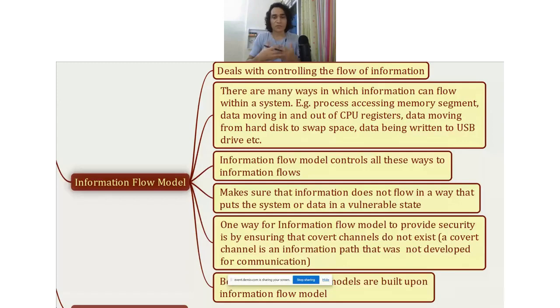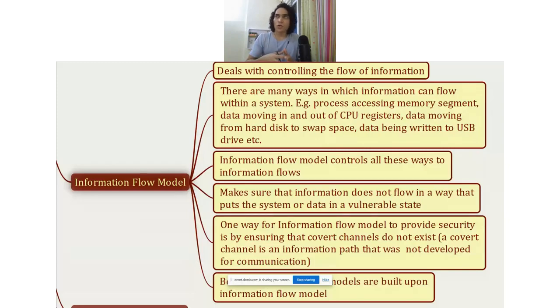When I say information flow, or controlling the flow of information, it means that there are various ways in which information can flow within a system. For example, if you open a program, then that program could try to open another program, or try to access the content of another program. That is one way in which information could flow from one program to another. Similarly, when your program tries to read something from memory, that is also an example of information flowing from memory to that program.